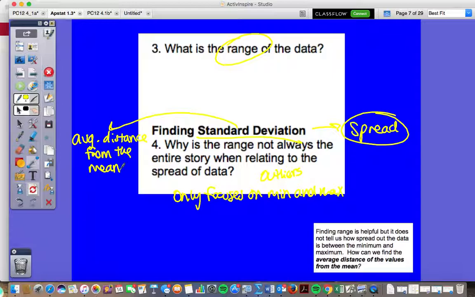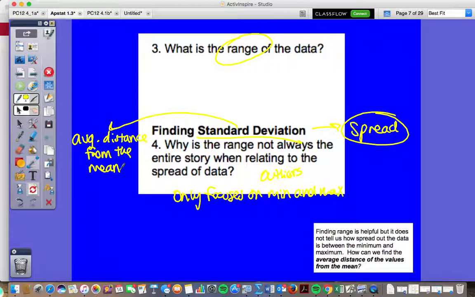The average distance each value is from the mean. Okay? All right, so question. Fiona, what does standard deviation mean? The average distance from the mean. Nicely done. Charles, what does standard deviation mean? The average distance from the mean. Nice. Average distance from the mean, right?